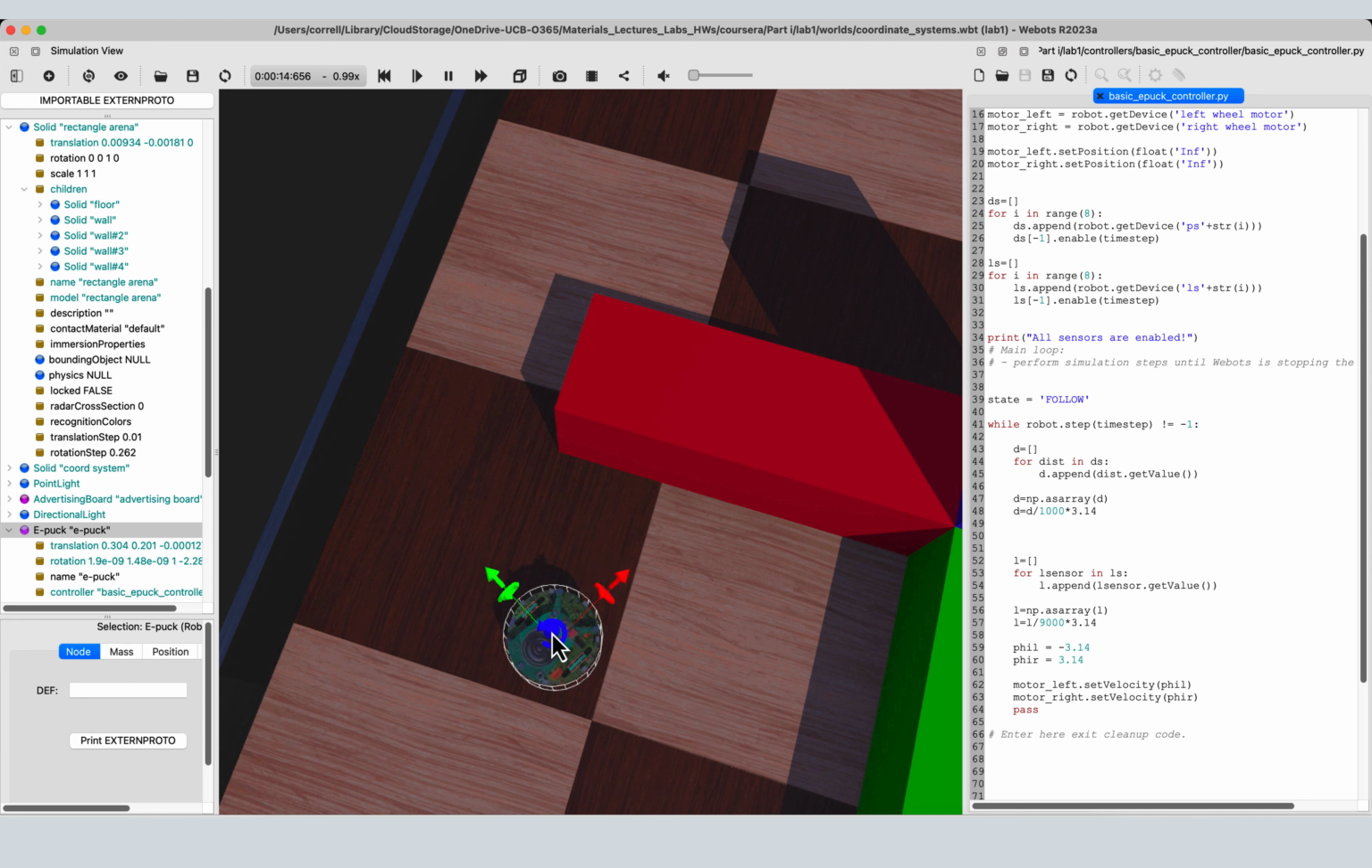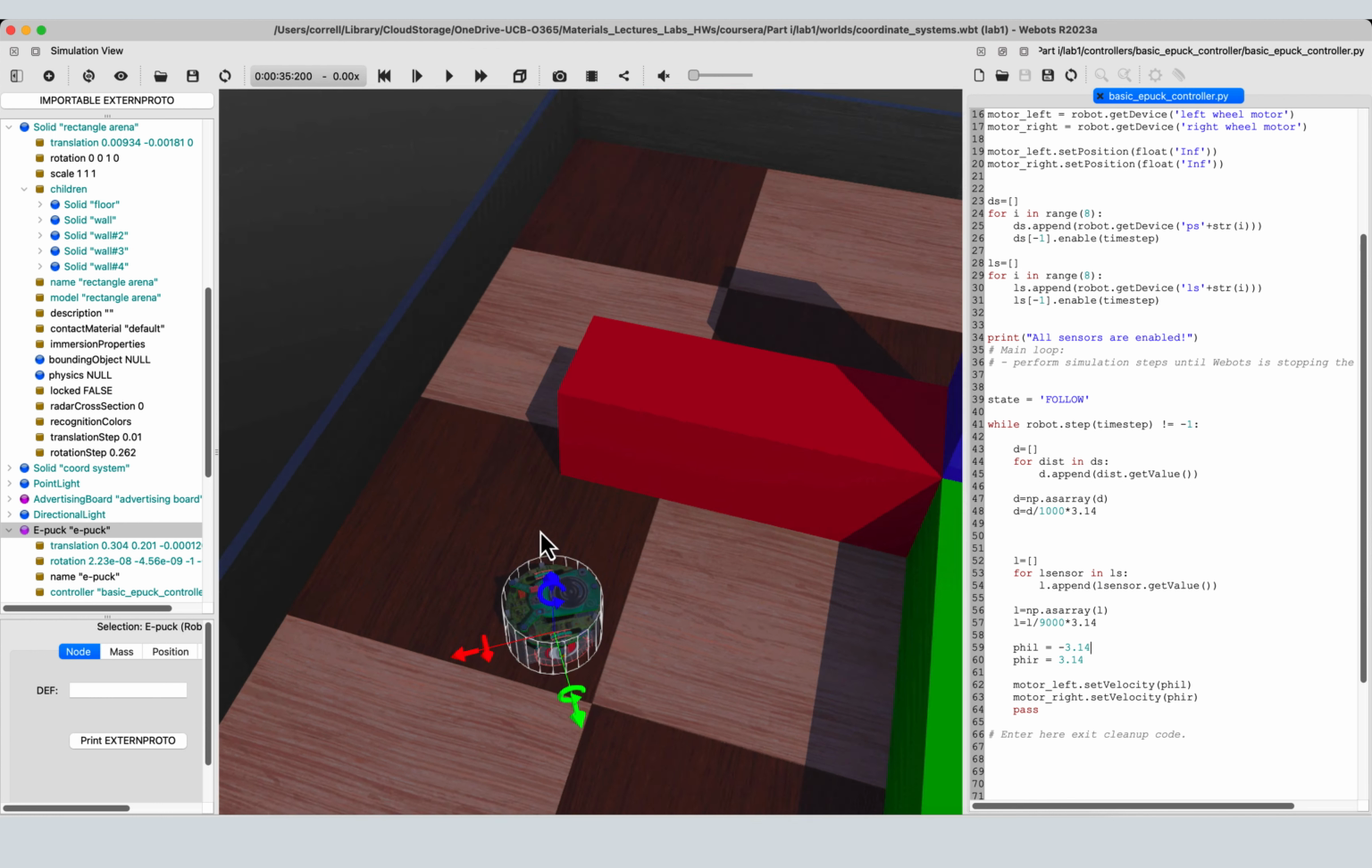It can translate along the x-axis. It can never translate along the y-axis. It cannot go up and down. Can it rotate around the x-axis? No. Can it rotate around the y-axis? Also no, because it is essentially set to this plane.